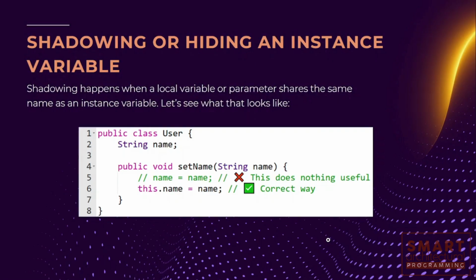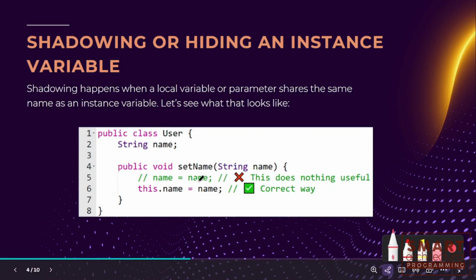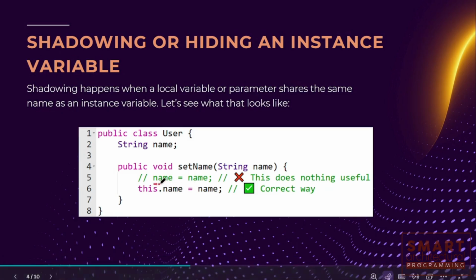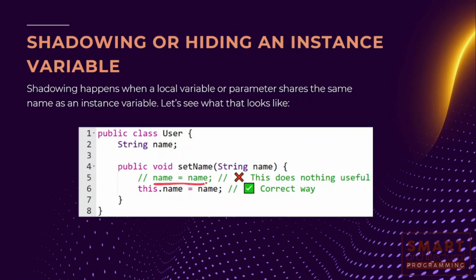So shadowing happens when a local variable or parameter shares the same name as an instance variable. Let's see what it looks like. As you can see in the code below, without this, as you can see in this red cross here, if you don't use this here and just say name equals name, the issue is that Java assumes that variable refers to the method parameter, right? That's why using this.name is crucial. It tells Java, hey, I mean the instance variable, not the local one.